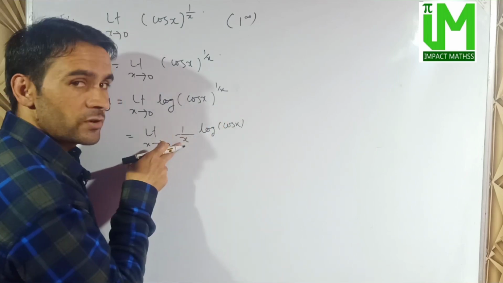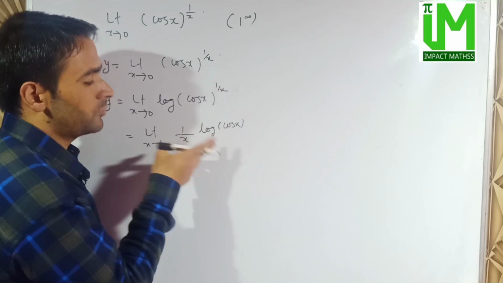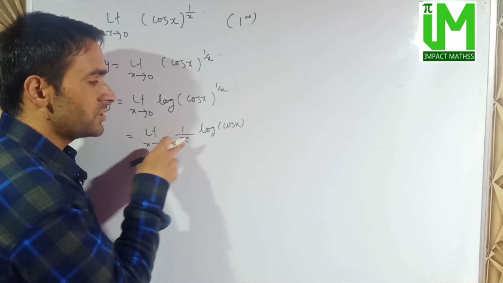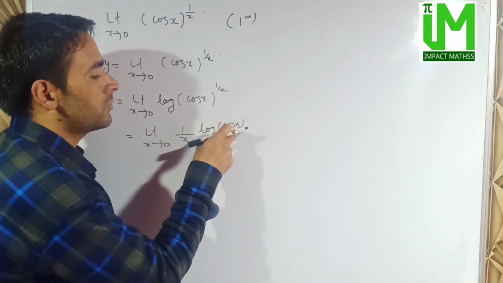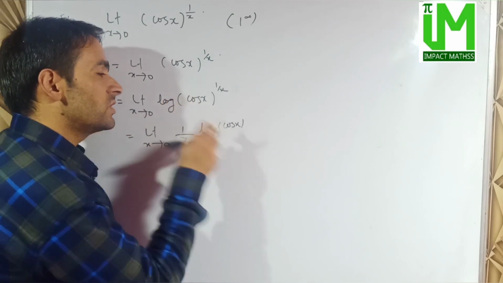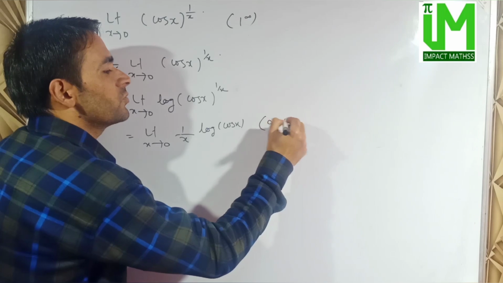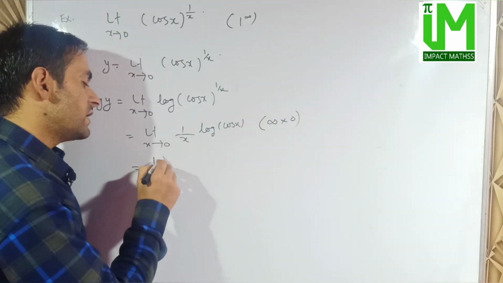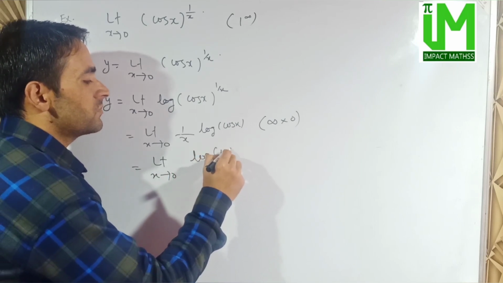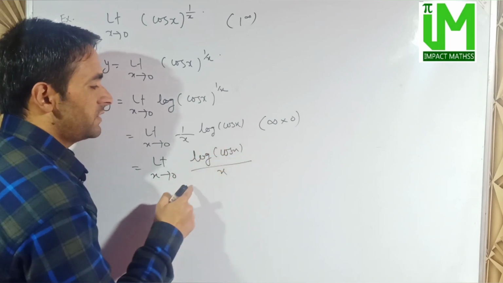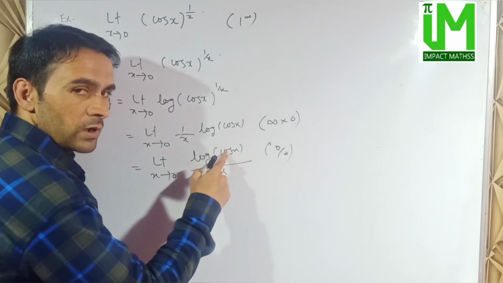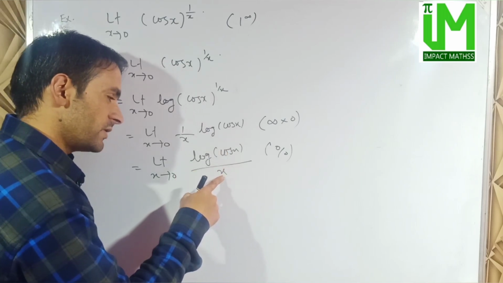Now from here this is reduced to infinity into 0 type, because we know when x approaches 0, 1 by 0 is infinity and log of cos 0 is log of 1, which is 0. So this will be infinity into 0 type, and we can alternatively write this as limit x approaches 0 log of cos of x divided by x. Now this is reduced to 0 by 0 form because log 1 will be 0 and here it will be 0 as well.